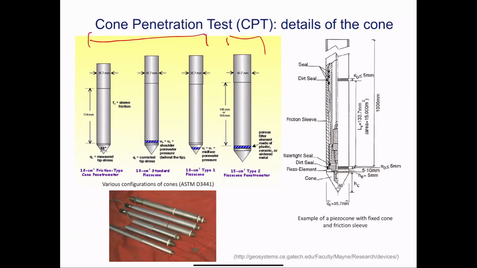The first cone here has no pore pressure measurement. It just has pure sleeve friction measurement and tip stress. Typically, the sleeve is about 130 to 150 millimeters long. The area for a 36 millimeter diameter cone is standard, 10 centimeters squared.